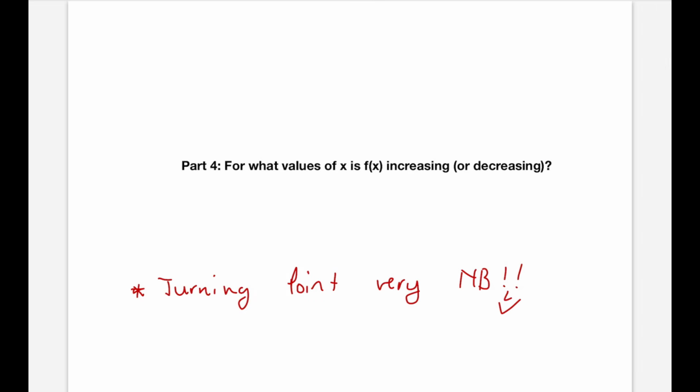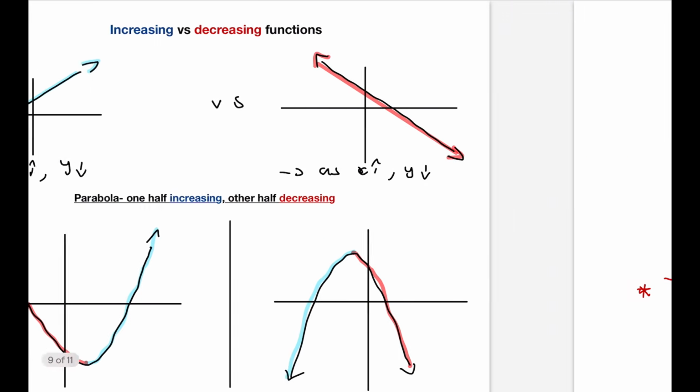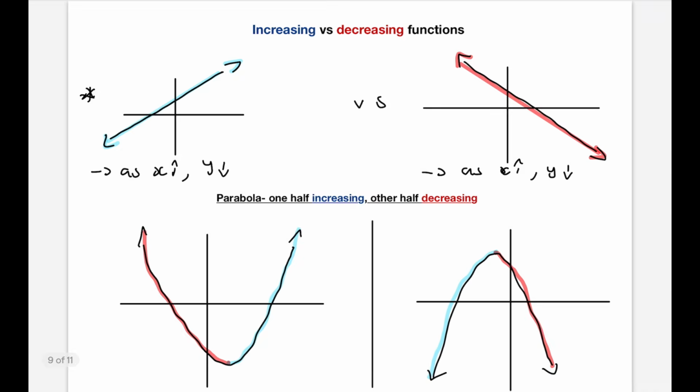For what values of x is f of x increasing or decreasing? To answer this, let's talk about increasing versus decreasing functions. You will have learned in earlier grades that an upward sloping straight line graph like this one is an increasing graph. A downward sloping straight line graph is a decreasing graph.